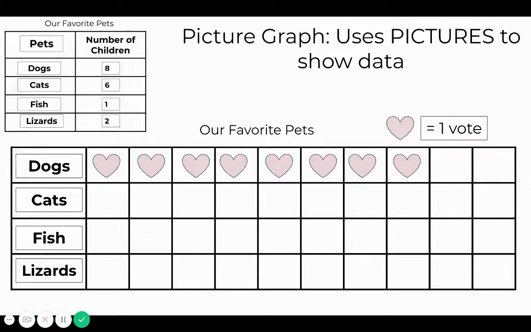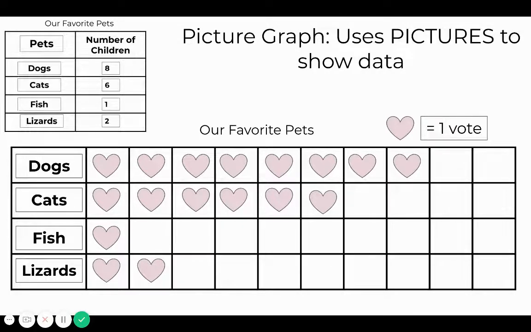I can see in my table that 6 students voted for cats. So how many hearts do you think I'll put next to cats? If you said 6, you are correct. 1, 2, 3, 4, 5, 6. 6 students voted for cats. 1 student voted for fish, so I only need 1 heart there. And finally, 2 hearts to show that 2 students voted for lizards. This is a complete picture graph.